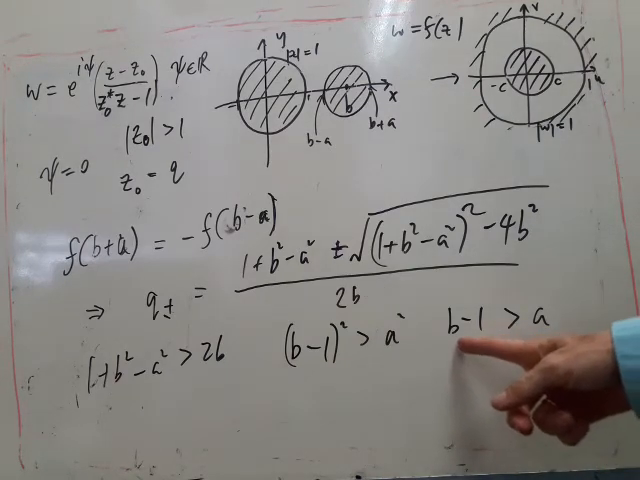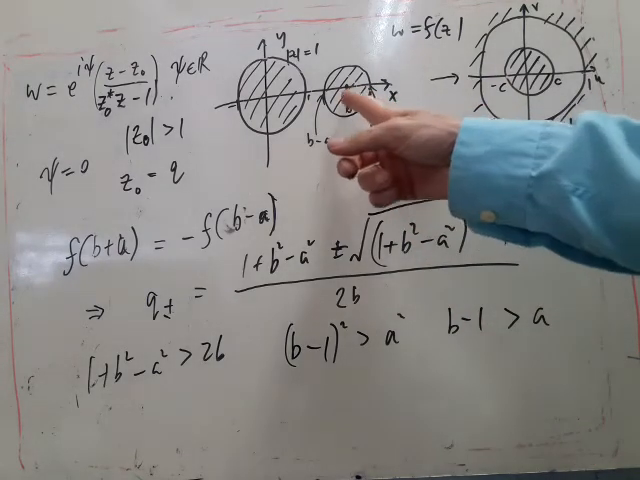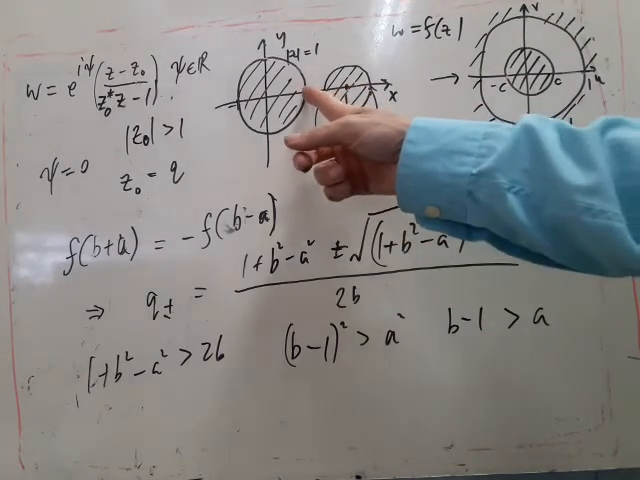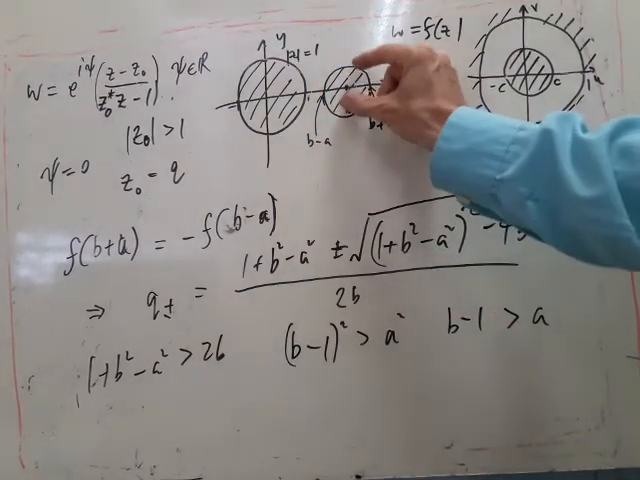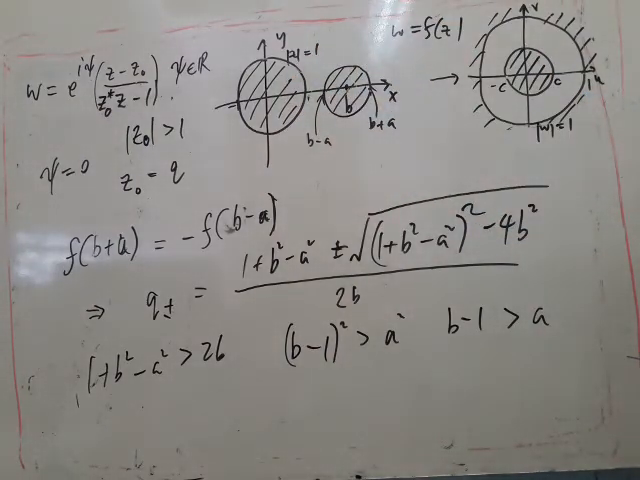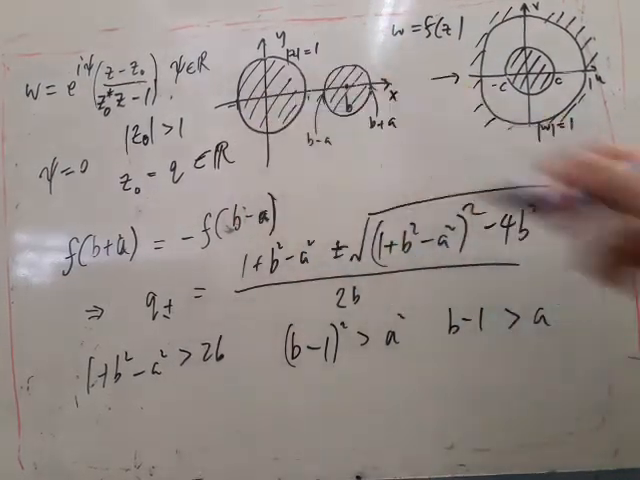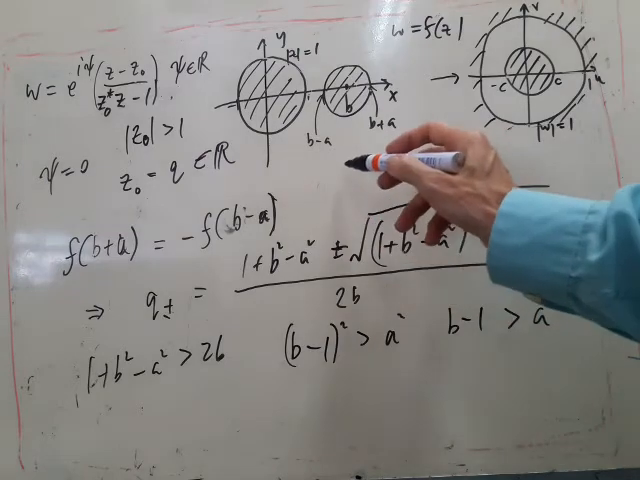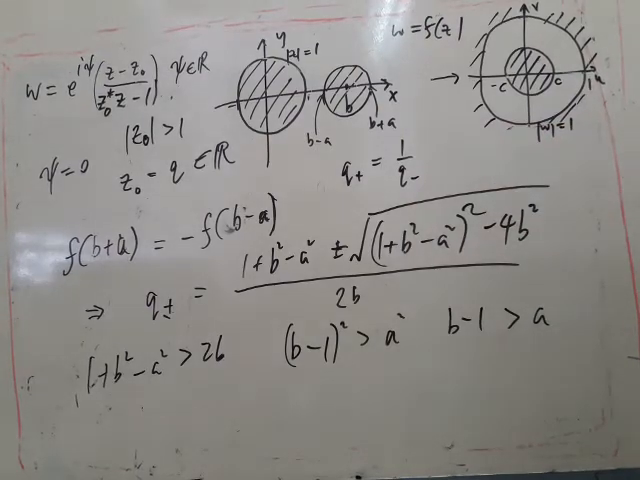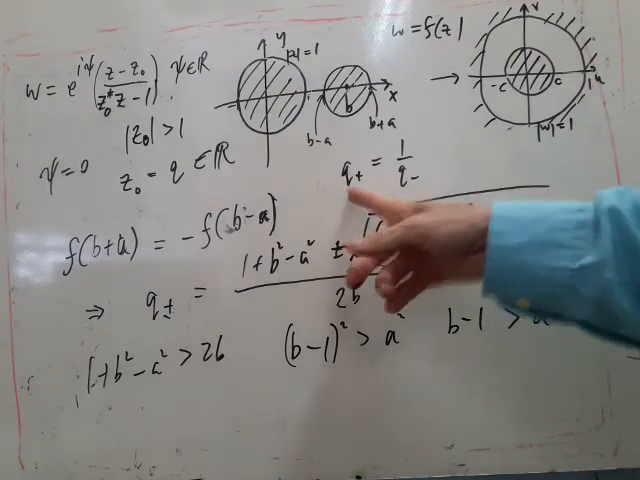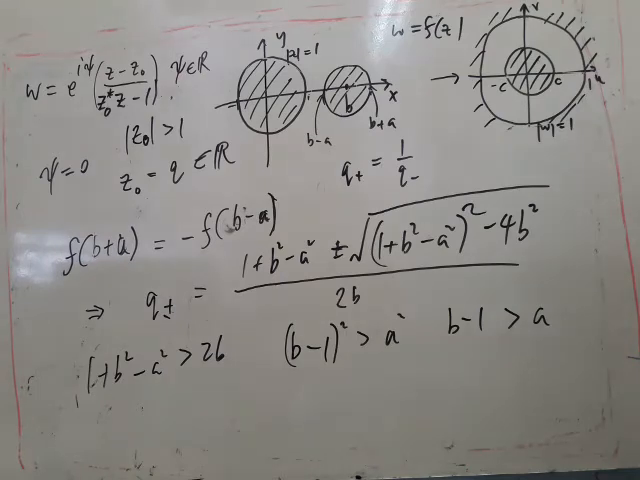When I take the square root, this condition here makes sense, because what I'm saying is that b minus 1, actually this distance here, needs to be greater than a, otherwise this disk here will intersect with this disk here. So that makes sense, in order that we get real answers for q, which has to be real. So again, q has to be real. So as before, we got the same quadratic as before. We've got that q plus equals 1 over q minus, and we know that q plus has to be the one greater than 1.